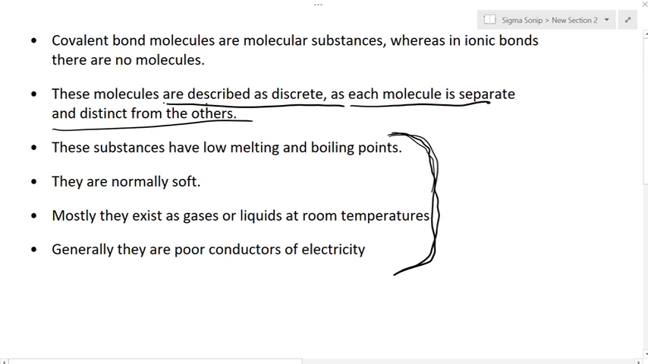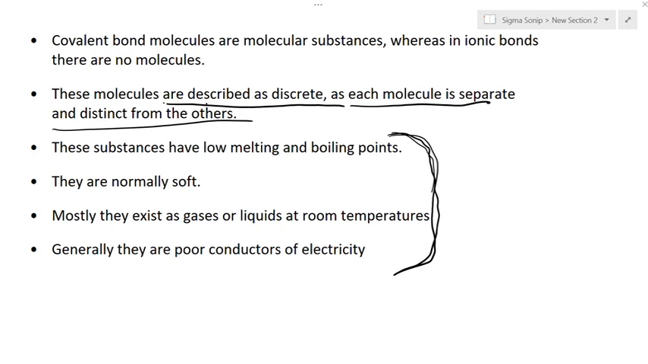So here, when you're trying to melt or boil a covalent substance, you're trying to separate molecules. And these molecules are not so strongly held. Therefore, you need to provide only a little amount of energy and they would melt or boil. So boiling and melting points are very small.